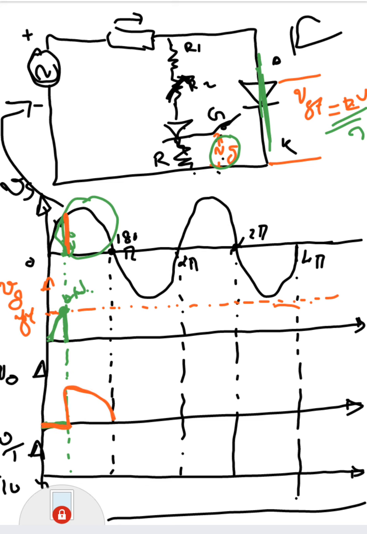Now what is the voltage across the switch in that interval? Up to 30 degree, SCR was off. So what is the voltage across the switch? Supply voltage. So up to 30 degree, whatever the supply voltage is, you have to copy and draw here. And after 30, SCR has turned on. So what is the voltage across the switch? That is 0.